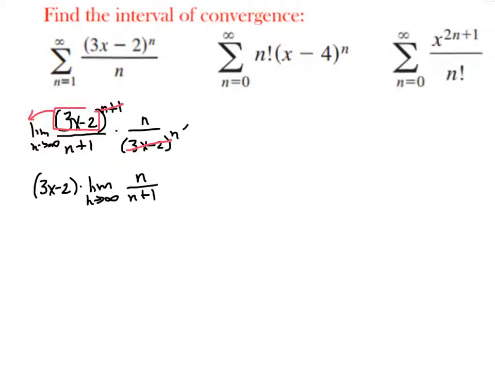Remember, the whole point of the ratio test, we're trying to be less than 1. Okay? This limit is 1, so we end up with just the absolute value of 3x minus 2 has to be less than 1, but it also has to be greater than negative 1. Remember, we need to account for the alternating series. So we add 2 to both sides, so we have 3x, then divide.